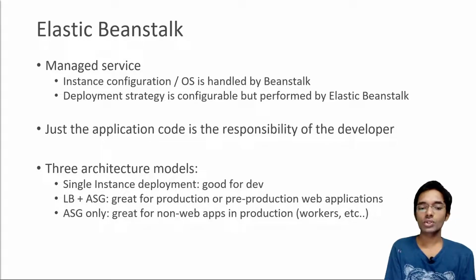And so you have three architecture models on Beanstalk. Number one is a single instance deployment, which is great for a developer environment. Then load balancer plus Auto Scaling group, which is good for a production web application. And finally, just an Auto Scaling group, which is good if you have a non-web application in production. This is really called the worker environment. So we have the worker environment, the single instance deployment, and the production environment.